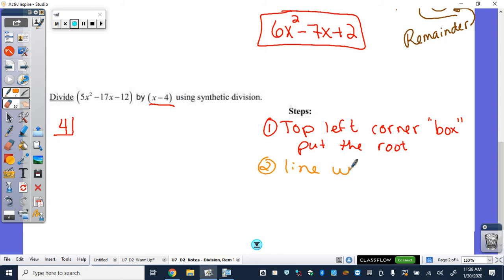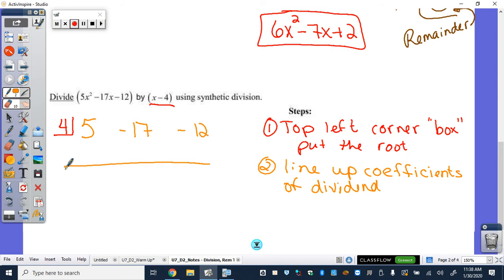Second step, line up your coefficients of the dividend. Just like with long division, you do need 0 placeholders if anything is missing. So for this example, nothing's missing. It goes x squared, x, and then your constant term.